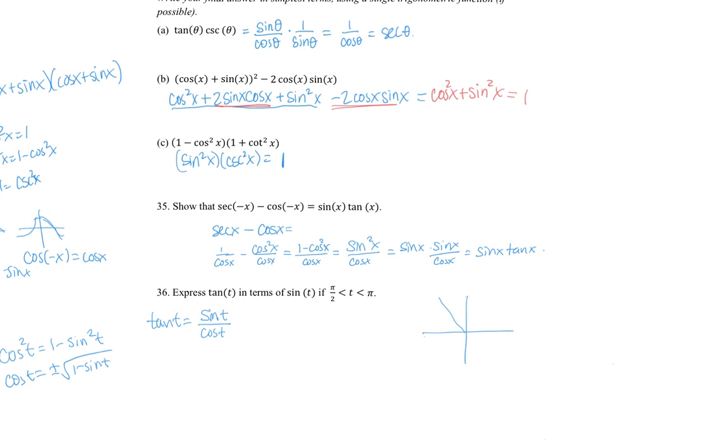If I'm in the second quadrant, that means that tangent is negative, right? So I'm going to choose to represent cosine in terms of sine by using the negative value on the square root. So I have sine t over negative square root of 1 minus sine squared t. And so that is the answer there. So I'm just changing that cosine using this Pythagorean identity, but I want to choose the minus sign here because I know that tangent is negative in this quadrant.